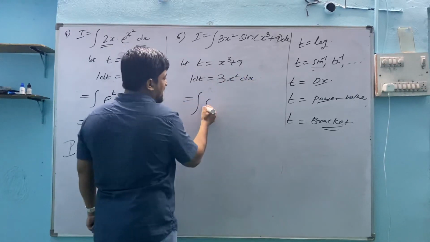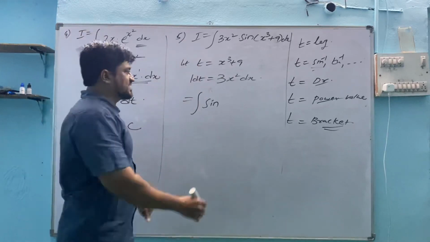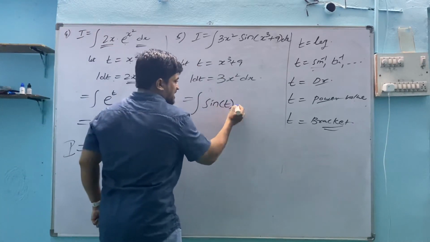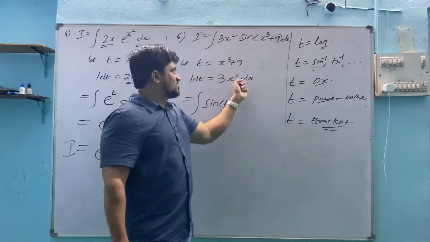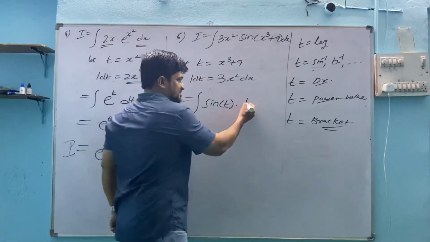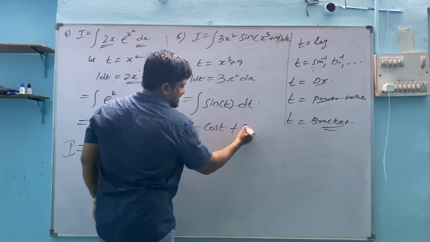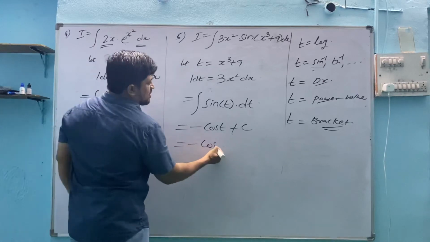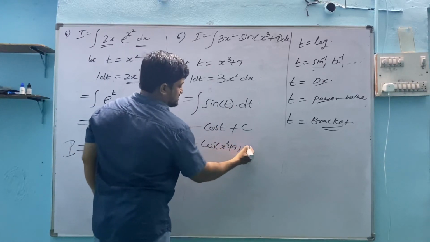The integral of sine as it is. We have not done anything for sine. We have taken the bracket as t. Sine t into the remaining; that whole thing will go. 3x square dx, how much is it? dt. The integral of sine t is minus cos t plus c. Minus cos, and think in terms of x: you can resubstitute the t value. Okay?